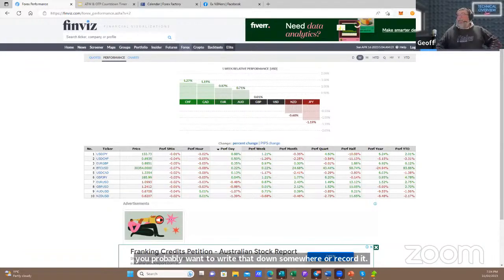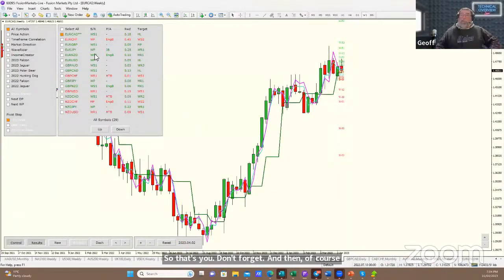And then, of course, it's opening up the charts. And I am fortunate enough to have the market scanner here provided to us by the Actions to Wealth team. And it only shows me two things, or two currency pairs this week that I'm really interested in.